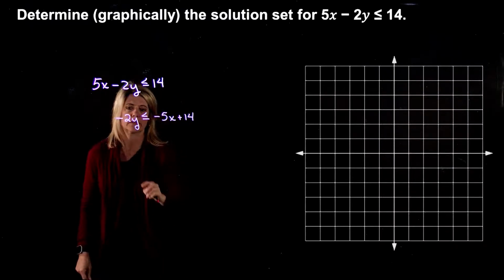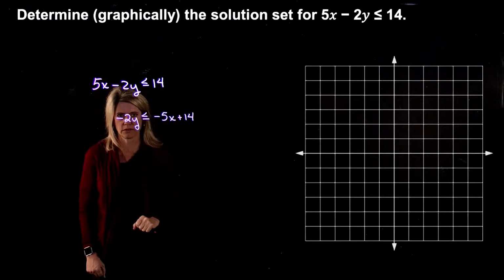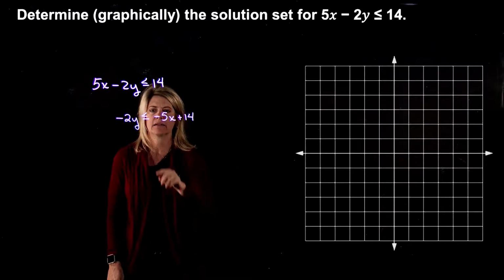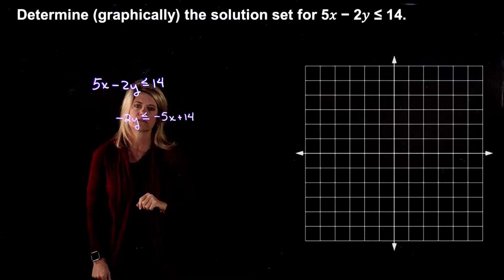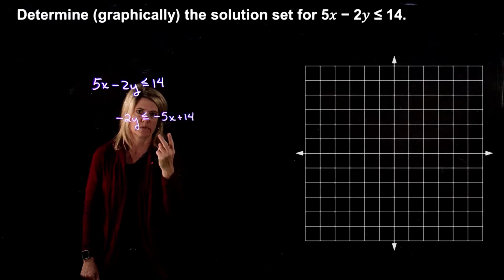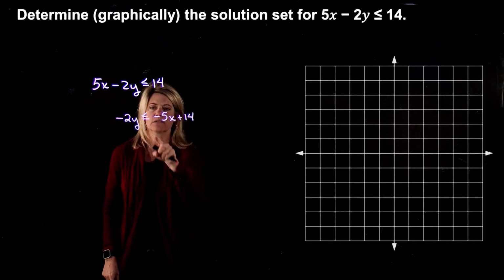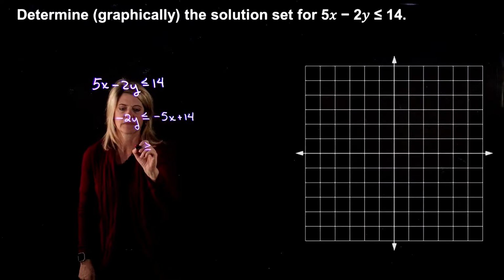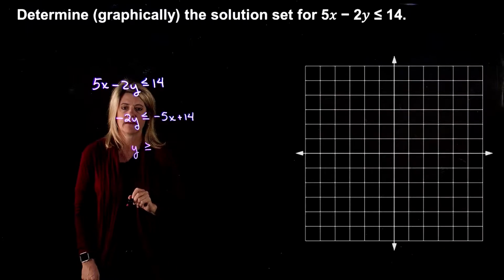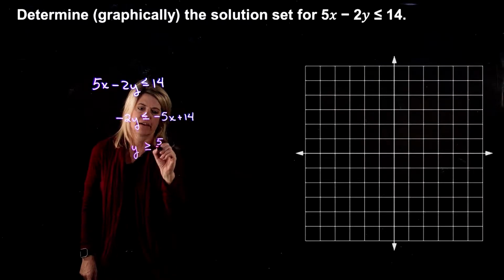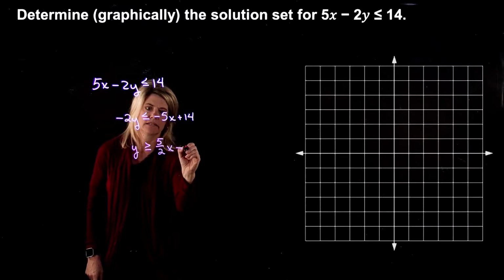And now I'm going to divide by a negative 2. Remember, when dividing or multiplying by negatives while dealing with inequalities, when you divide by the negative, it's going to switch the direction of the inequality. So instead of being less than or equal to, when I divide, we will switch it to greater than or equal to. So now dividing by that negative 2, I will get y is greater than or equal to 5/2 x minus 7.